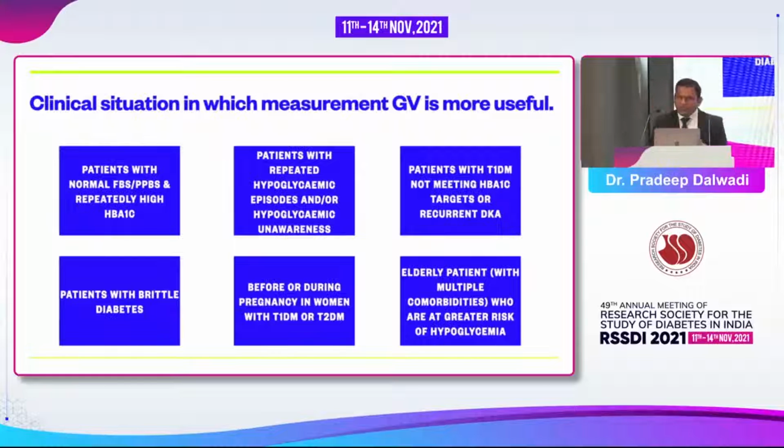Yes, we don't need to measure glycemic variability in all patients, but there are certain situations in which measuring glycemic variability is really meaningful and important. These are patients with HbA1c on a higher side but fasting quite normal. Patients with repeated hypoglycemia and hypoglycemic unawareness. Patients with type 1 diabetes mellitus having A1C on a higher side and recurrent diabetic ketoacidosis. Patients with brittle diabetes before and during pregnancy. Elderly patients who are at very high risk of hypoglycemia. In these clinical situations, definitely we need to measure glycemic variability and plan a personalized treatment based on the data.